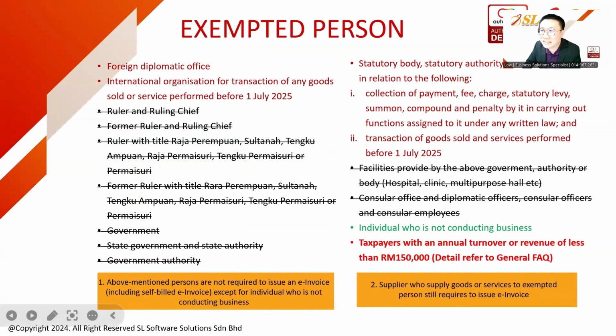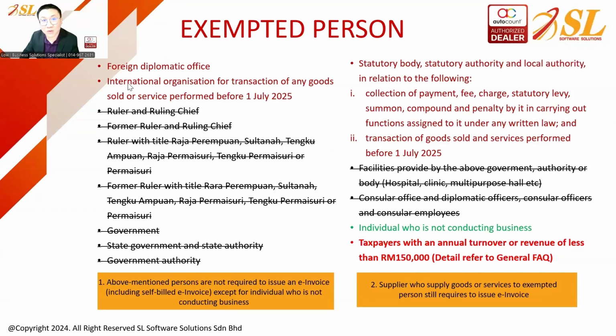So you see, this is only the exempted person. Is no need to issue invoice. Initially it was all the government departments, general hospital and so on, but all this is already removed from the guideline, and only the foreign diplomatic office is excluded. But international organizations like NGO, WTO, IMF still need to issue invoice after 1st July 2025; they are only exempted until 1st July 2025. And the government bodies are only exempted for collection of fees, payments, charges, but for selling goods and services, after 1st July they still need to issue invoice, no exemption allowed.